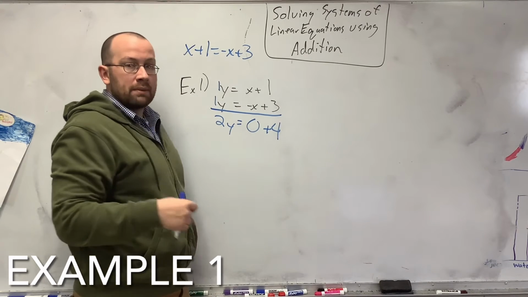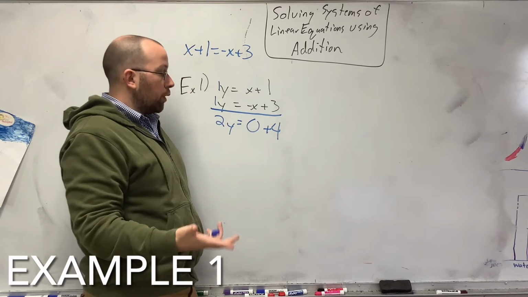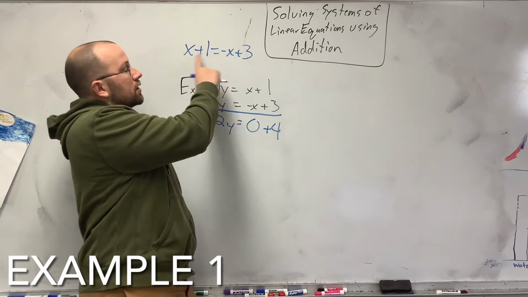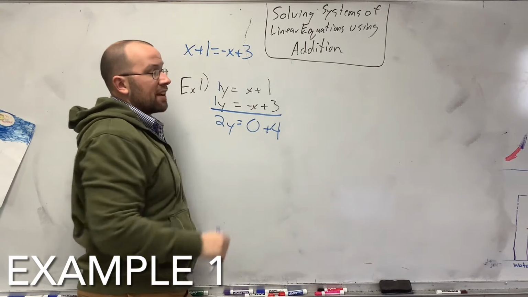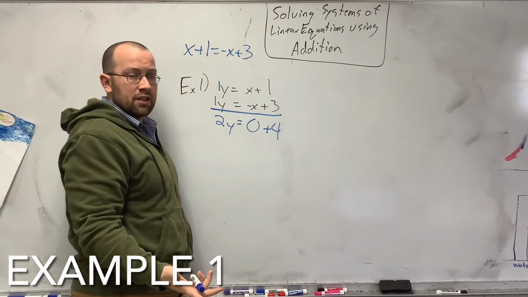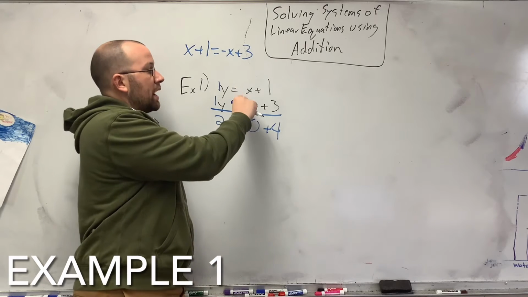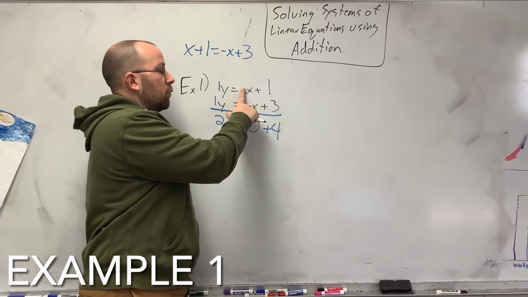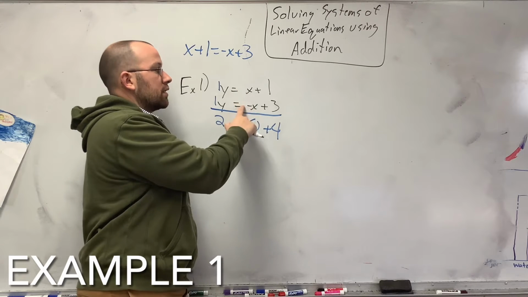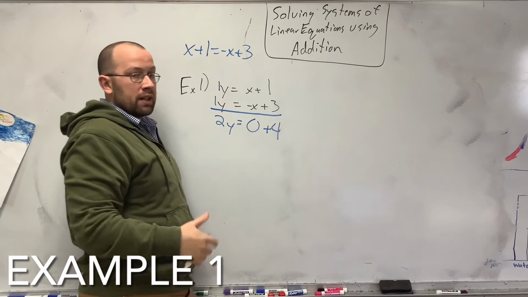So now I am down to my one variable that I wanted to be at. Just like up here with substitution, where I just had my x's, now I just have my y's. And this is what the addition method does: it combines the two together when you have the inverse of one of the variables.